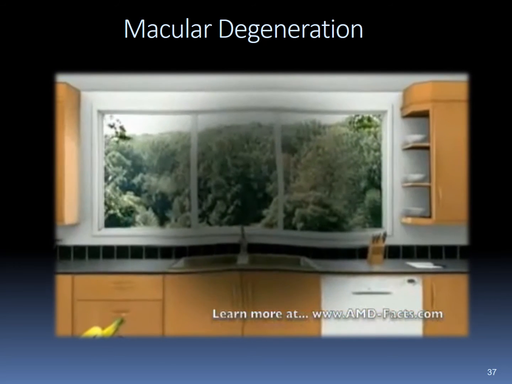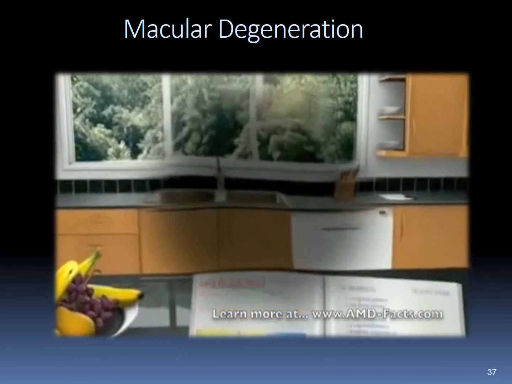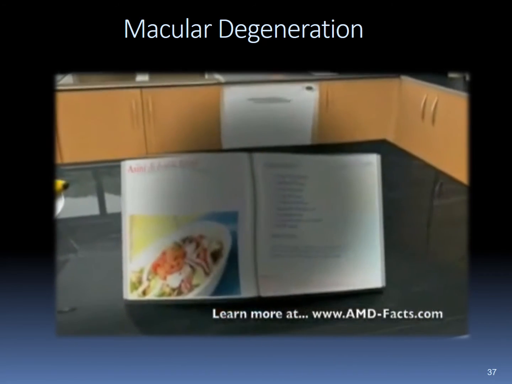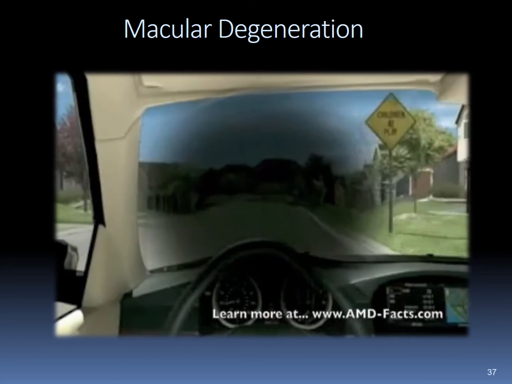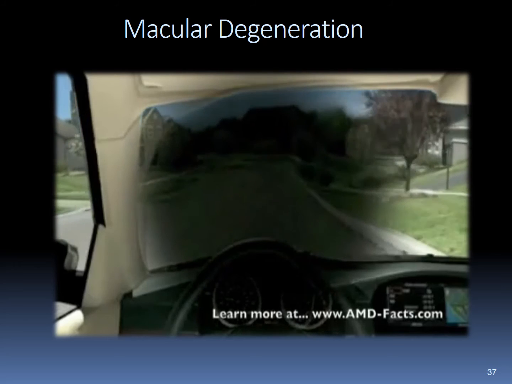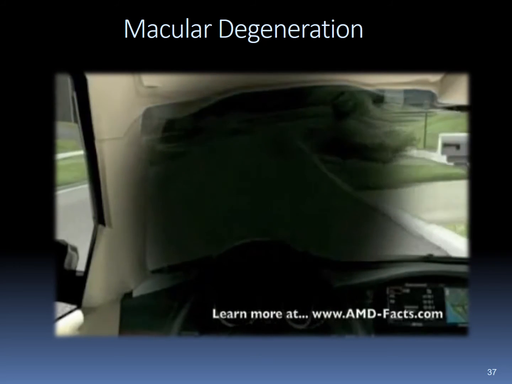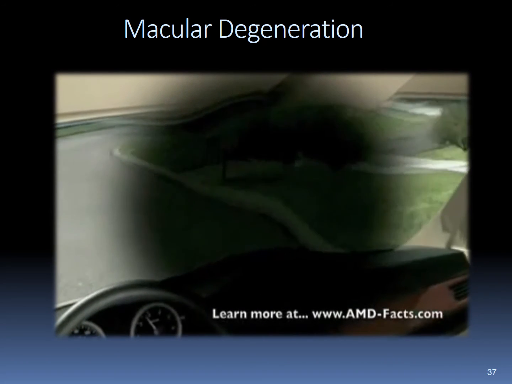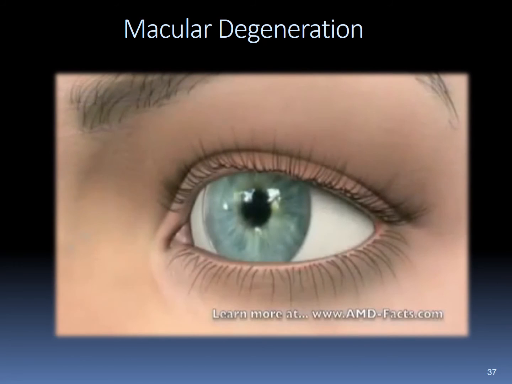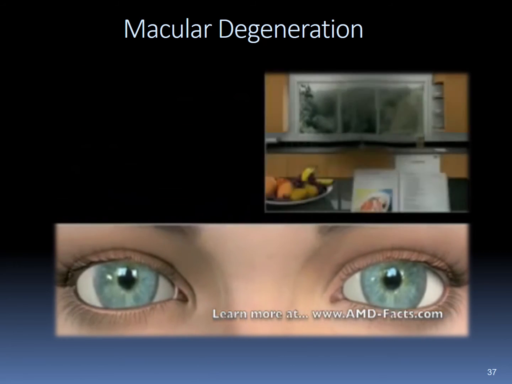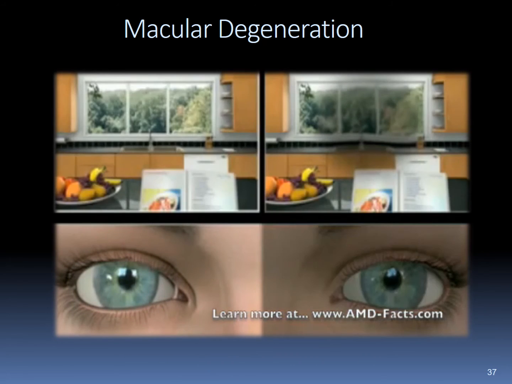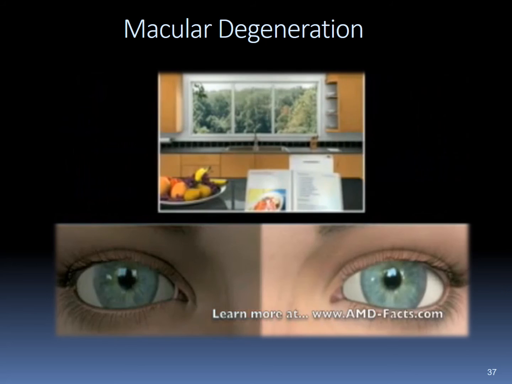Blurred or distorted central vision can cause an inability to perform tasks that require precision, like driving a car. Fortunately, this disease does not cause total blindness because side vision is not affected. If macular degeneration occurs in only one eye, the symptoms of the disease may not be noticed right away, as the good eye compensates for the bad eye.